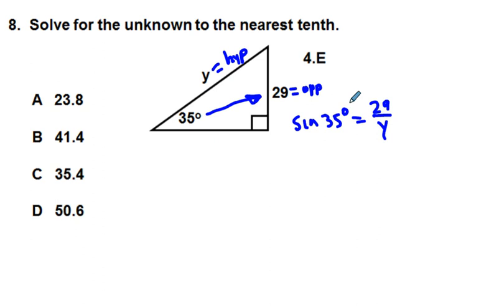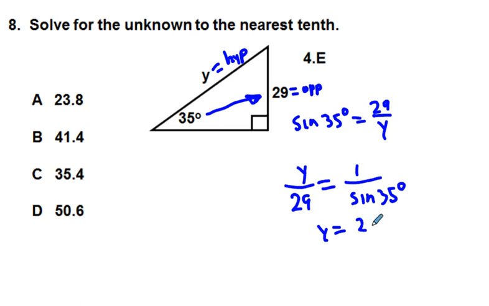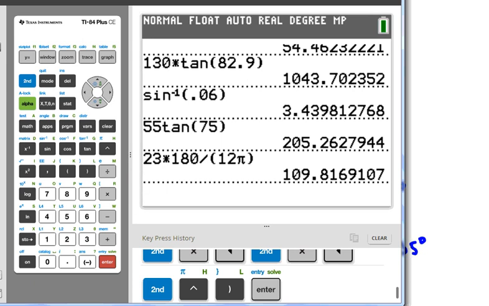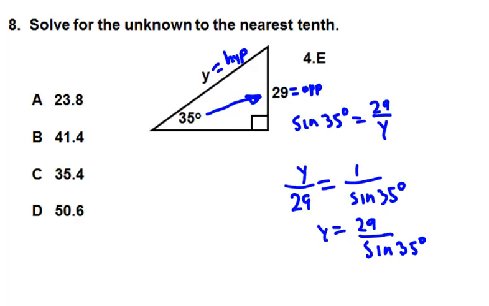So there are different ways to do this. One way you can do this is y over 29 is equal to 1 over sine 35 degrees. So if we cross multiply, y is equal to 29 over sine 35 degrees. And if we have our calculator in degrees, which we do, make sure I got this right here, 29 over sine 35.